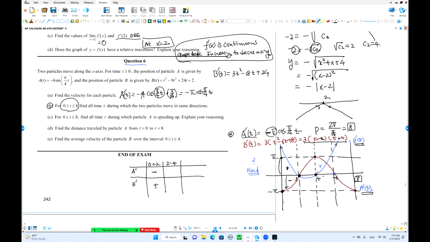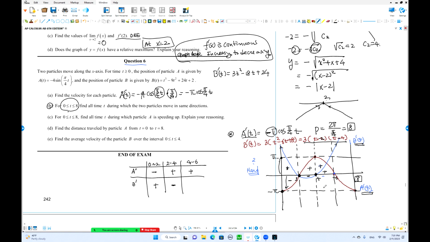From 2 to 4, particle A is positive. Particle B, this one, is negative. It's still opposite directions. The next one is 4 to 6. Particle A is still positive. Particle B is over here, still positive. Both are positive.